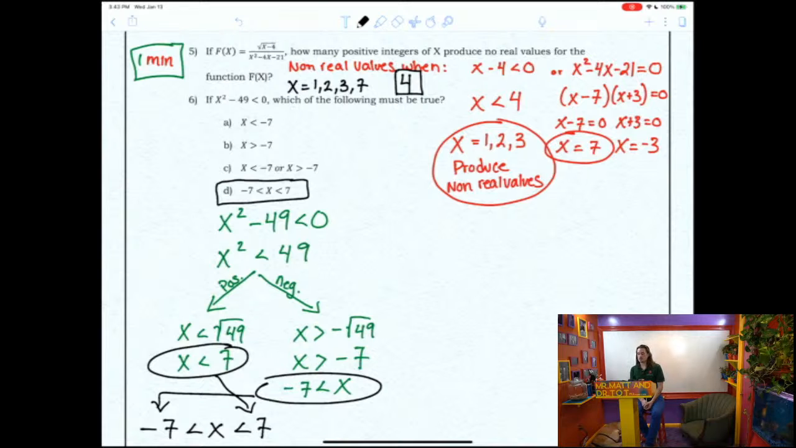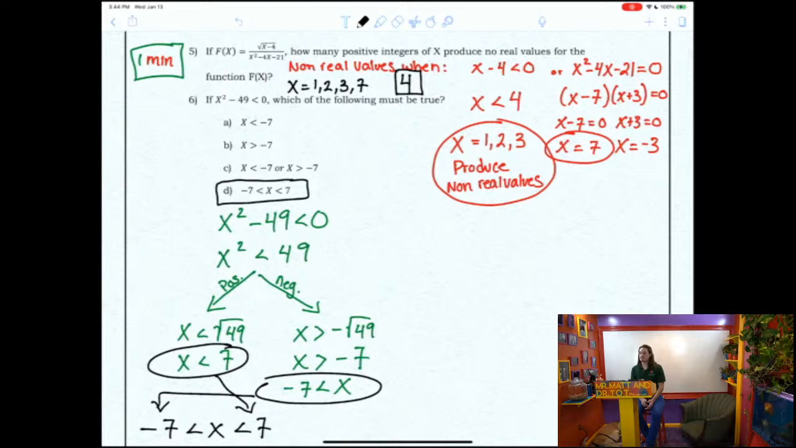For the first inequality, x minus 4 less than 0, adding 4 on both sides, we get x is less than positive 4. There are 3 positive integers less than positive 4: positive 1, positive 2, and positive 3. So we have 3 values for the numerator that will produce non-real outputs.